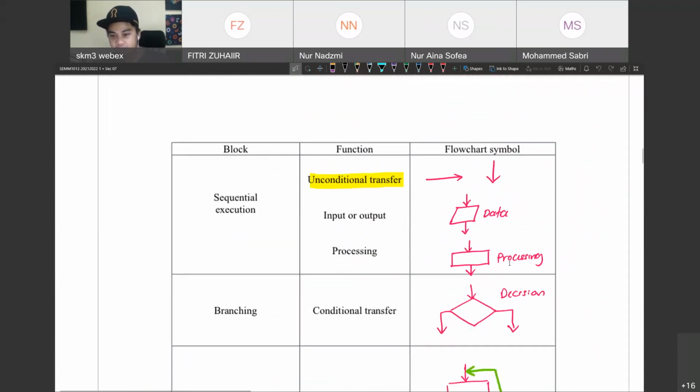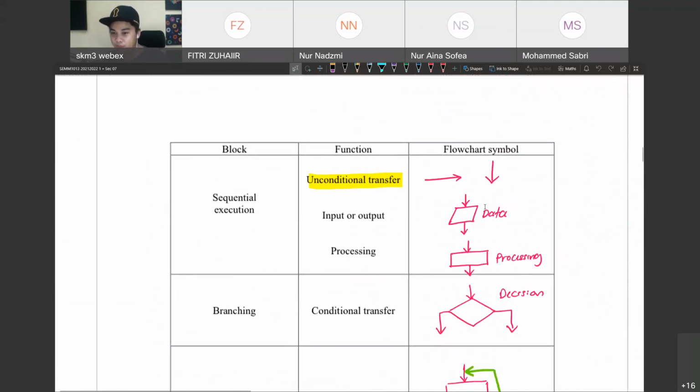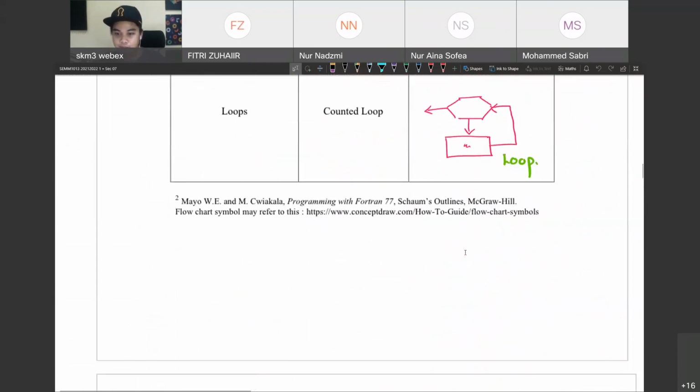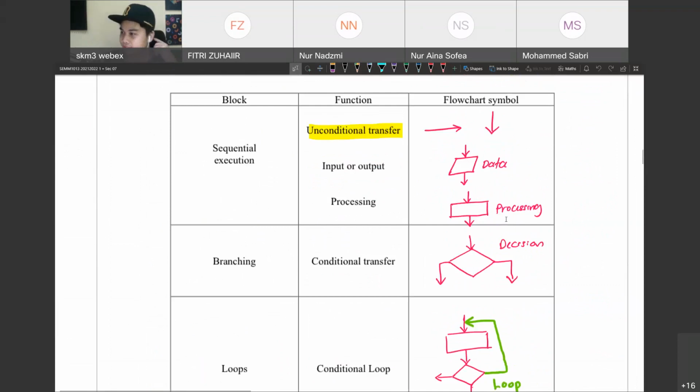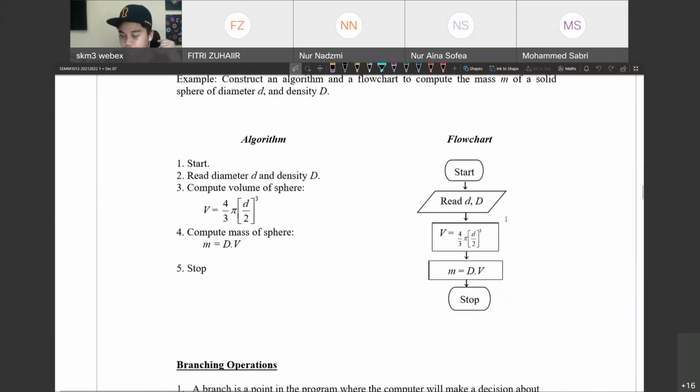That means the data symbol will read the input and give the output. The processing symbol is like a brain that processes the information. You can see this is data, which requires the data, and then this is like a brain, processing the information, and finally giving the output of mass.